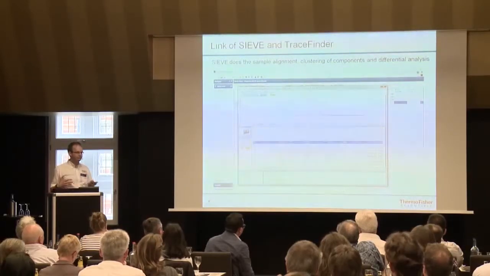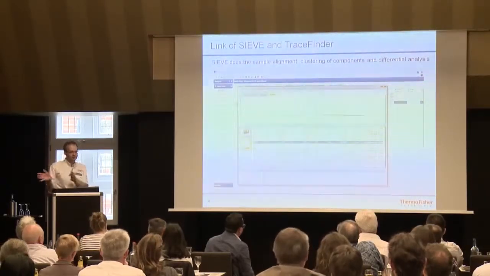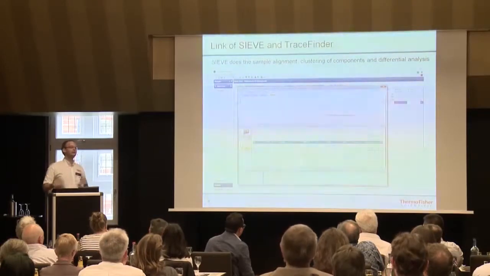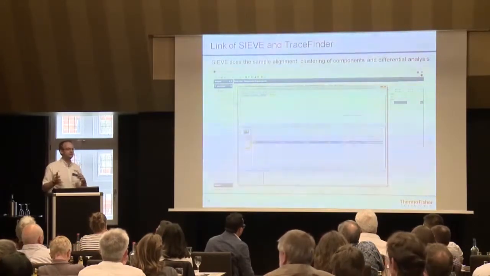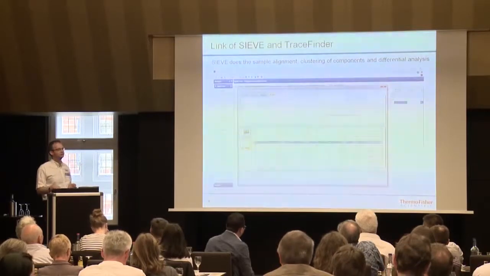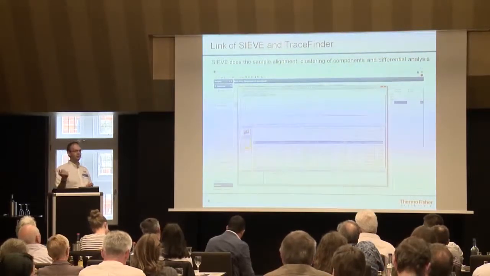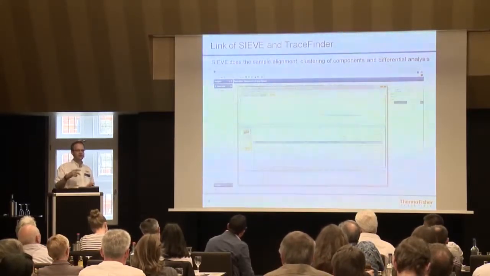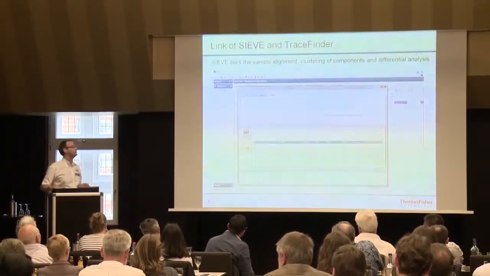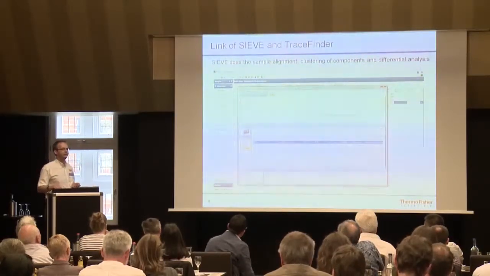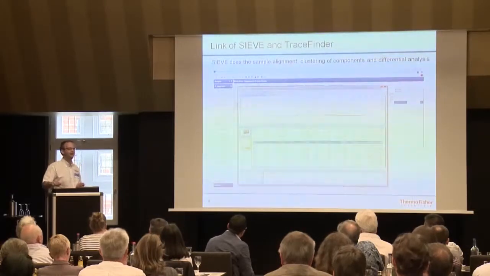Sieve is doing the alignment of the samples, so the retention time will be aligned, the intensity will be aligned, so the comparability of the samples is better. Then it will do the framing, so it extracts the components which might be in there by looking into every mass and looking if there is a peak or not. And then it will go into a predefined way of identifying these peaks.